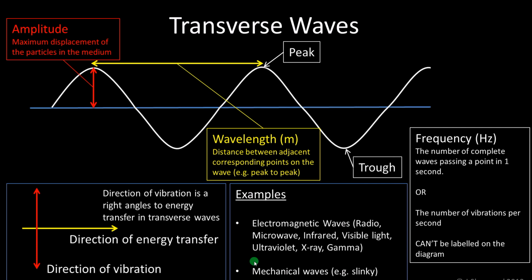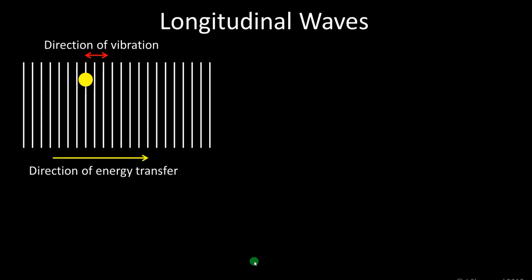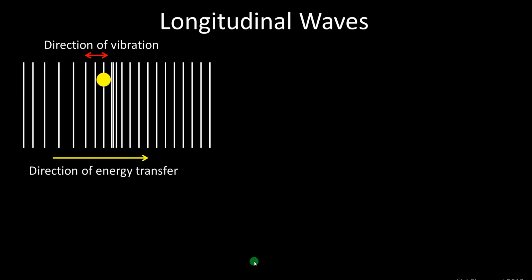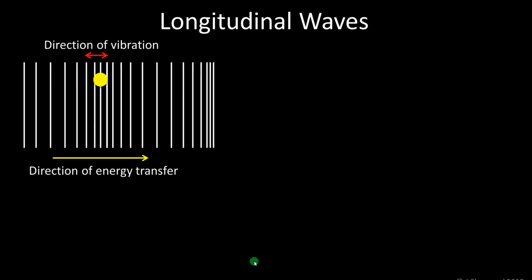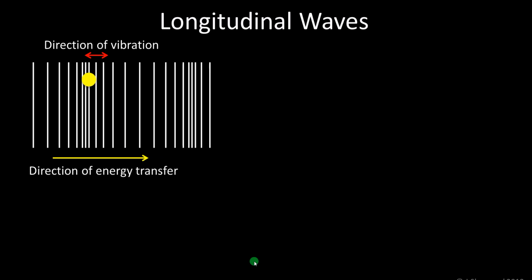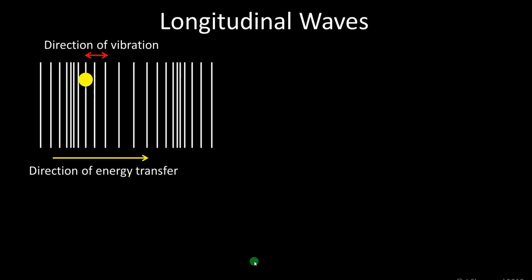Okay, so the next type of wave is a longitudinal wave, and here the key characteristic is that instead of being at right angles, the vibration of the wave is now in the same direction as the energy transfer. So if we look at that, you can see the yellow particle, as part of the medium, is vibrating left to right in the same direction as the energy transfer.